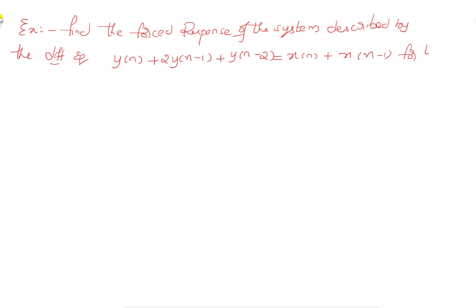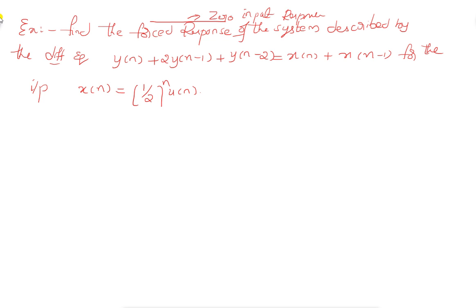So for the input which is given by x of n is equal to (1/2) to the power of n u of n, we need to find the forced response, whose other name is nothing but the zero input response. Sometimes the question is asked like that: find the zero input response of the system described by the difference equation.